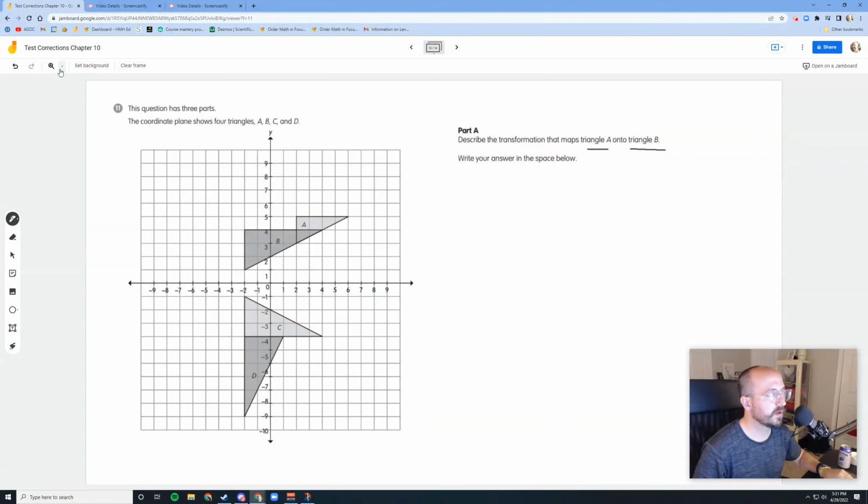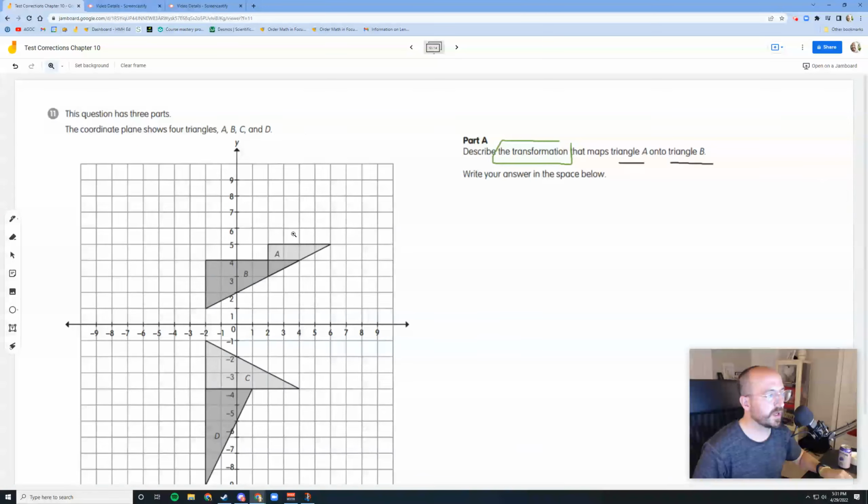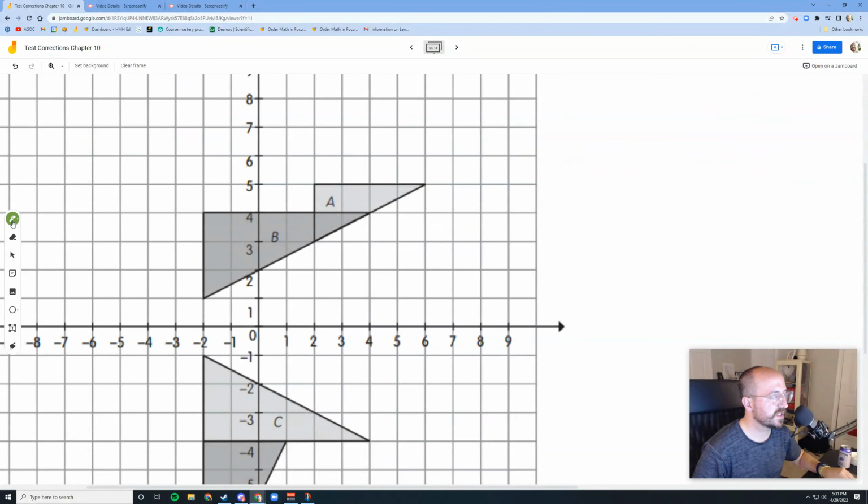So A to B, and it says the transformation. So it doesn't say we can do multiple things. So basically, you should see that this is a dilation. So this point maps here, goes up 1 over 1, 2, 3, 4, up 1 over 1, 2, 3, 4, up 1 over 1, 2, 3, 4. Okay. And then these ones just go straight up the line. Boom.